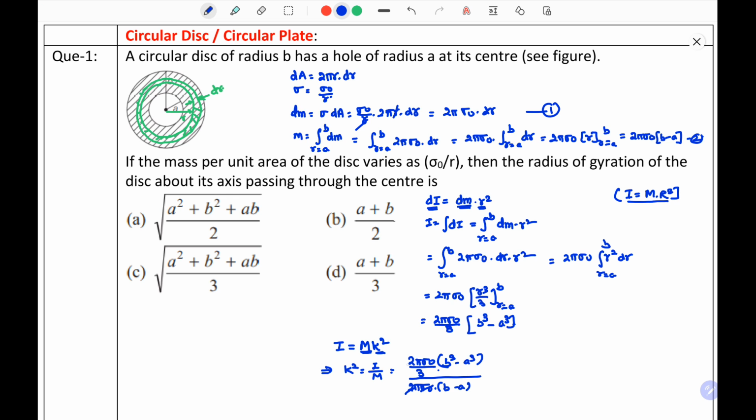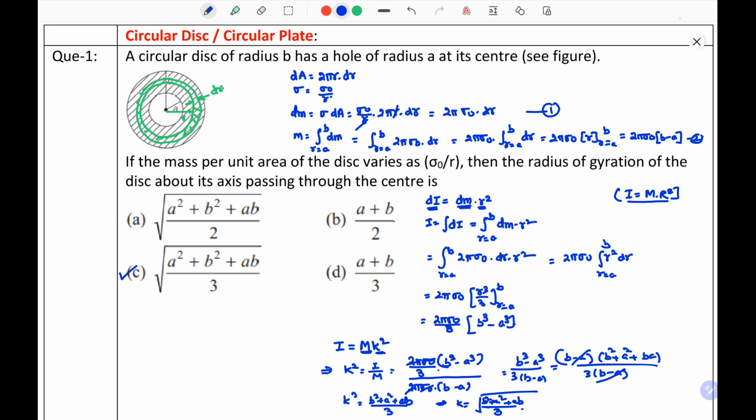This 2 pi sigma naught gets cancelled, so it will be equal to (b cube minus a cube) by 3 into (b minus a). On factorizing b cube minus a cube, we will have (b minus a) into (b square plus a square plus ab), divided by 3 into (b minus a). b minus a gets cancelled. Therefore, k square will be equal to (b square plus a square plus ab) by 3, or k is equal to the square root of (b square plus a square plus ab) by 3. Hence option C is the correct option.